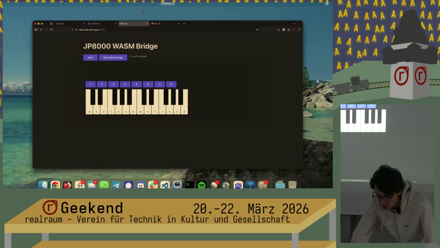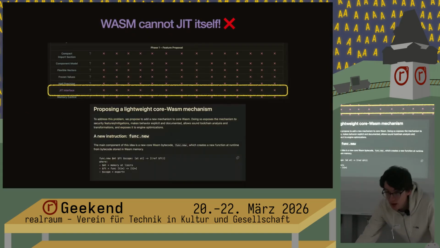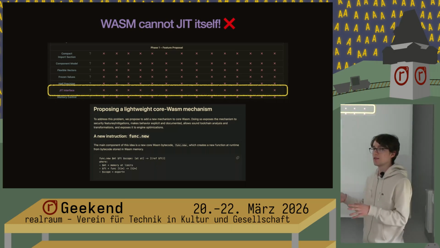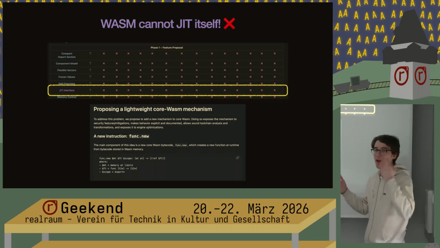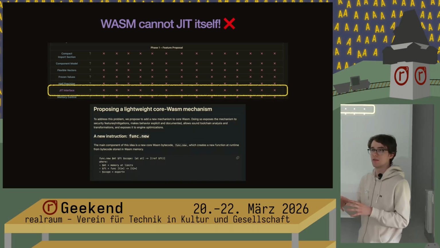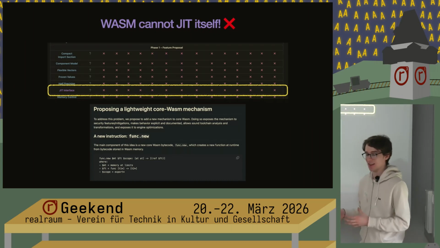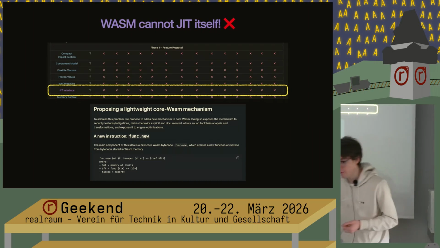Okay, and so how do we solve this? As we said, we cannot do everything in a single WebAssembly block because WASM cannot JIT itself. We can have the WASM block generate its own WASM code for the JIT, but then it cannot execute it. There is no way to do that because of security reasons.